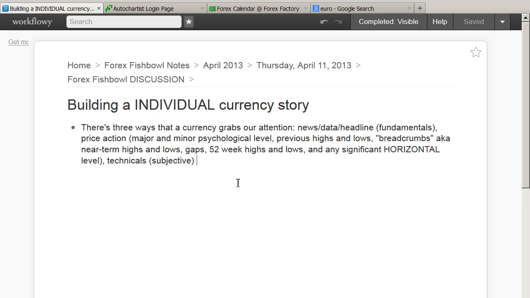So the technicals. Now, how might we find an individual currency story via technicals? I've talked about the reasons why technicals kind of are the last resort, but what would be a technical? Maybe it's a chart pattern. Okay? Some of my faves are triangles. I like channels, wedges, flags. So triangles, channels, wedges, flags.